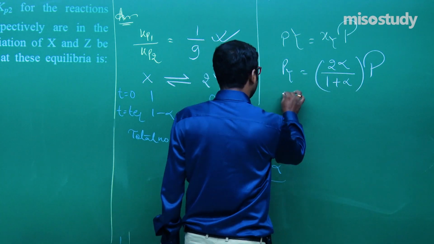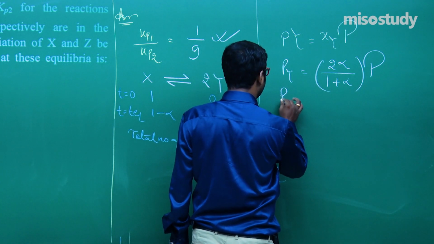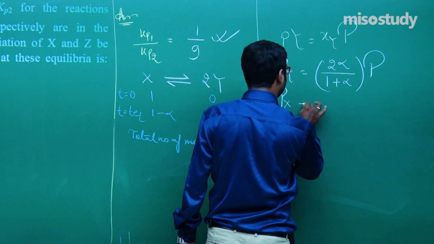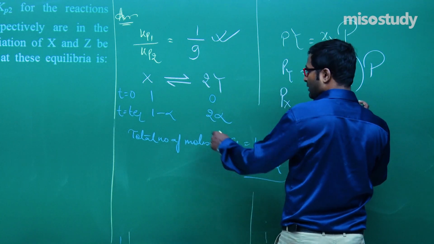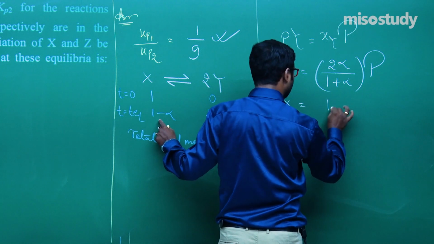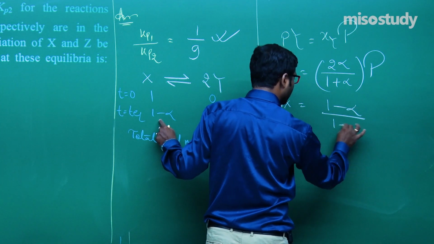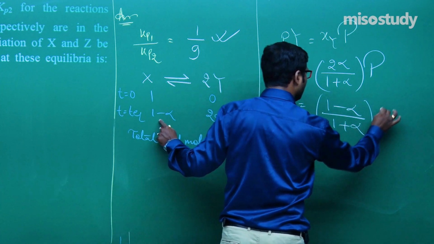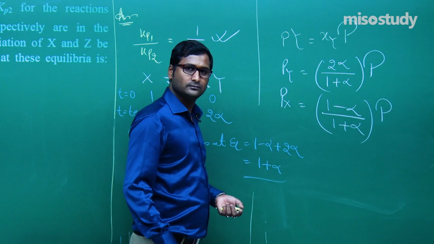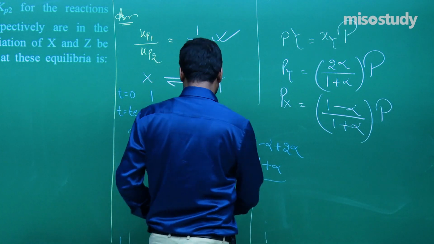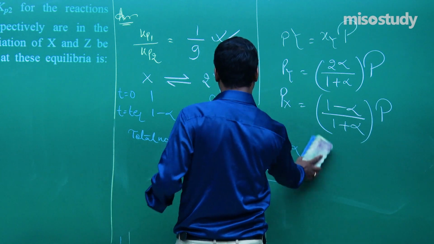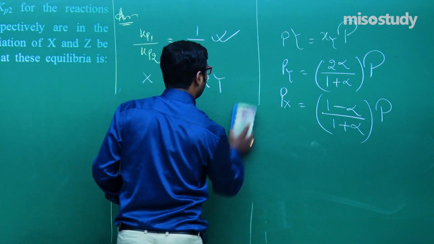Definitely, sir, you are right. And now the partial pressure in terms of X: the moles of X are 1 minus alpha and the total number of moles is 1 plus alpha, into P. Clear? Now put this value. Wait for a moment, I am going to rub this part. Now moving here.